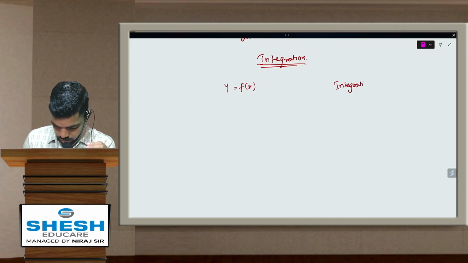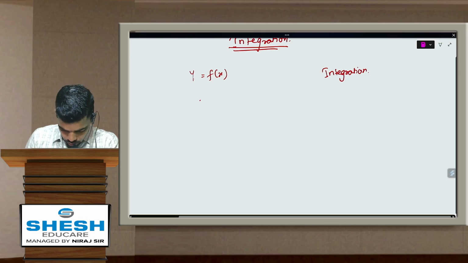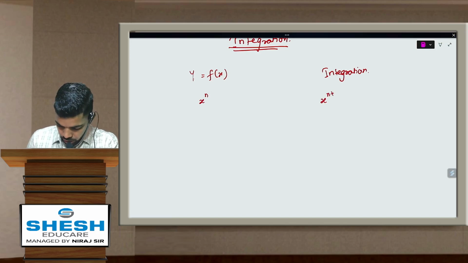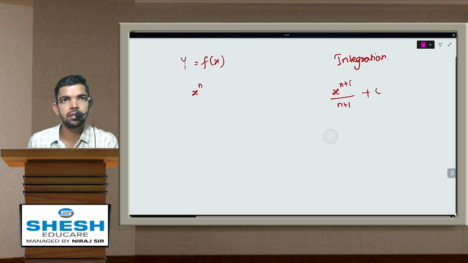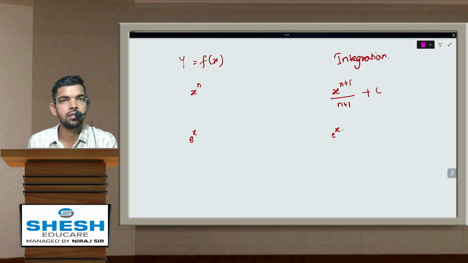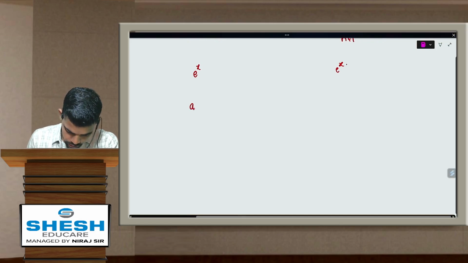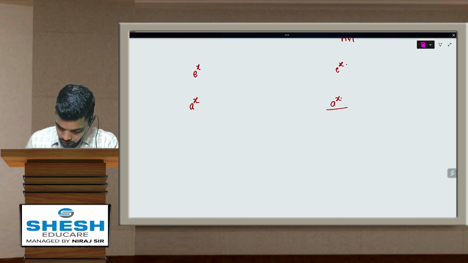Function and its integration. So if you have x raised to n, then the integration will be x to the power n plus 1 upon n plus 1 plus c. This is x raised to n. Then the integration of e raised to x will be e raised to x. Again, we have a raised to x. Its integration will be a to the power x upon log a.